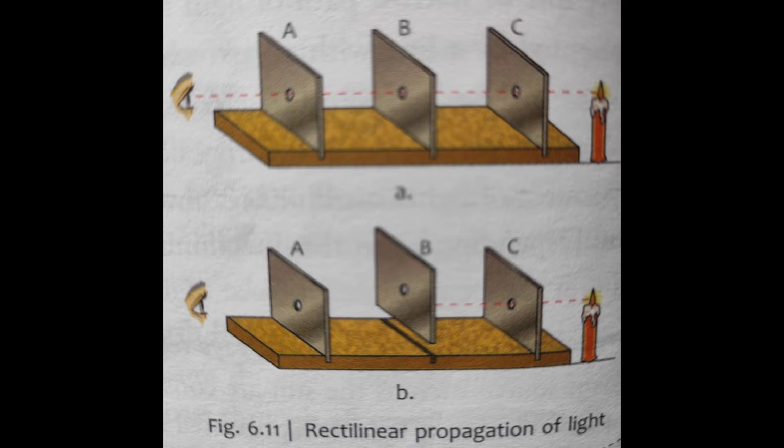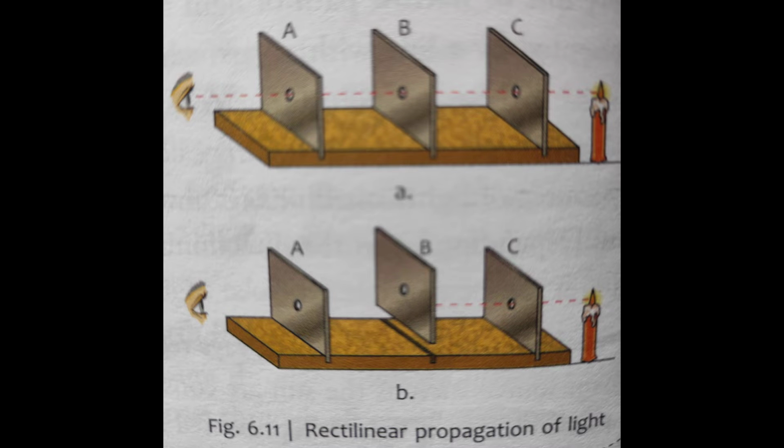First, we will see the experiment on how the light travels in a straight line. Here is the experiment to show that the light travels in a straight line. Materials required: a candle and three rectangular cardboards of the same size.